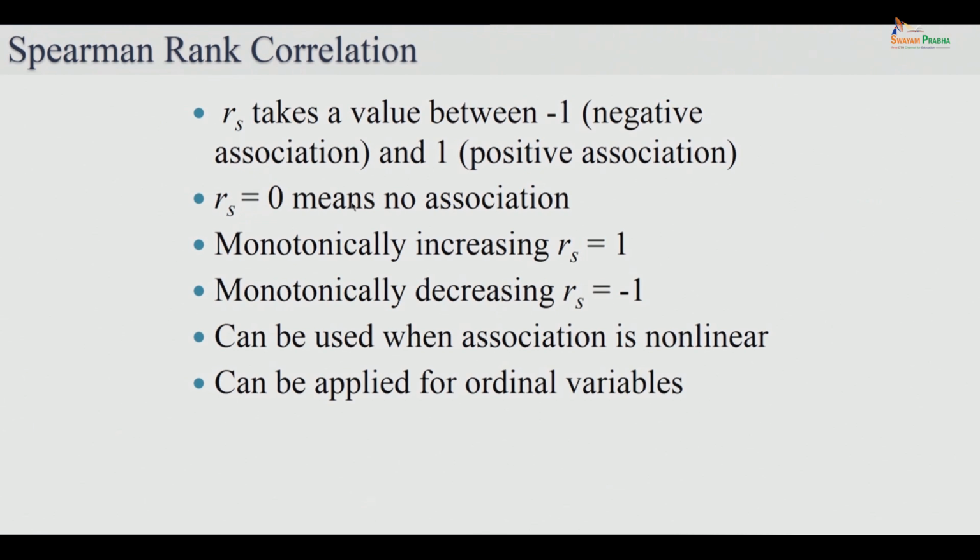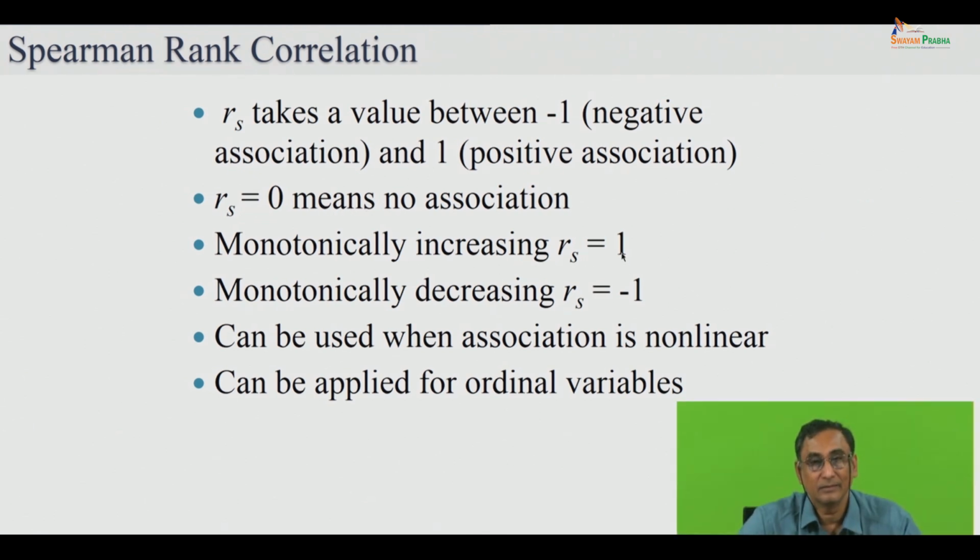Let us look at some of the things. As I said, 0 means no association. When there is a positive association between y and x, then the Spearman's rs value will be +1, like the Pearson's correlation. And similarly, when y decreases with x, then the Spearman's rank correlation is likely to be close to -1, and so on.